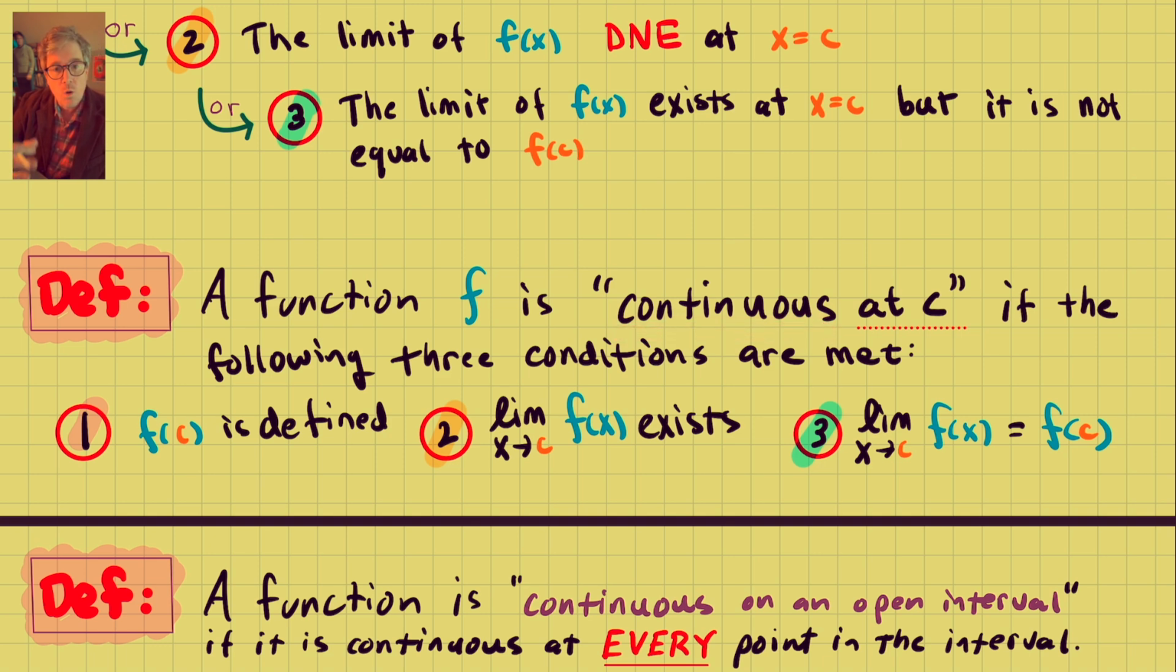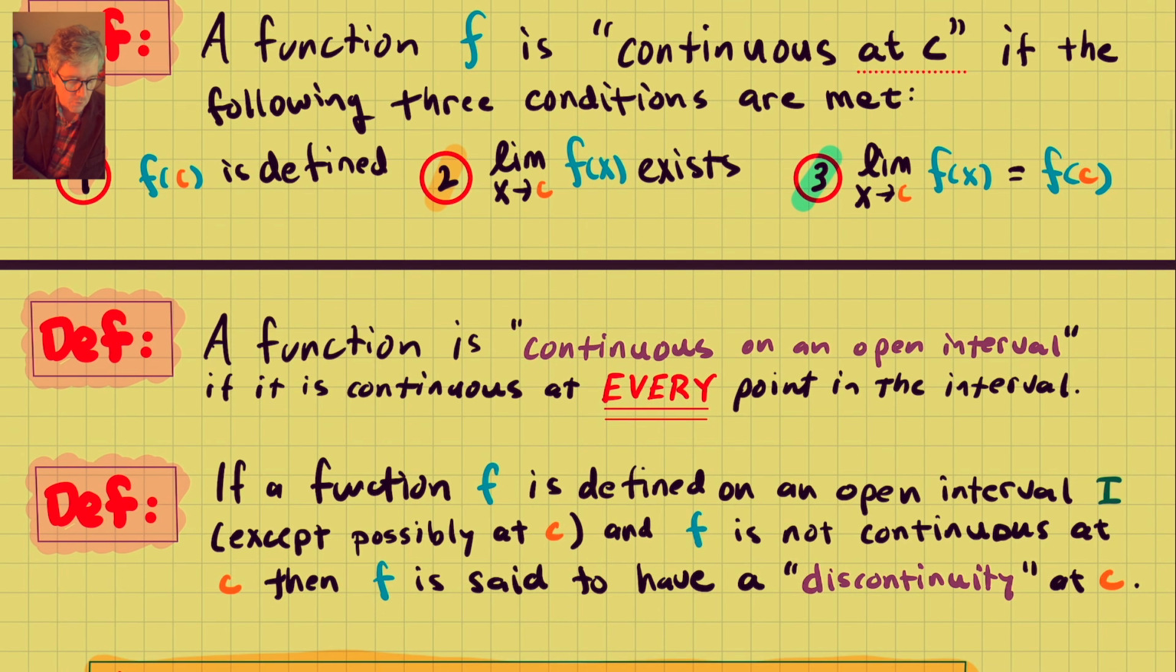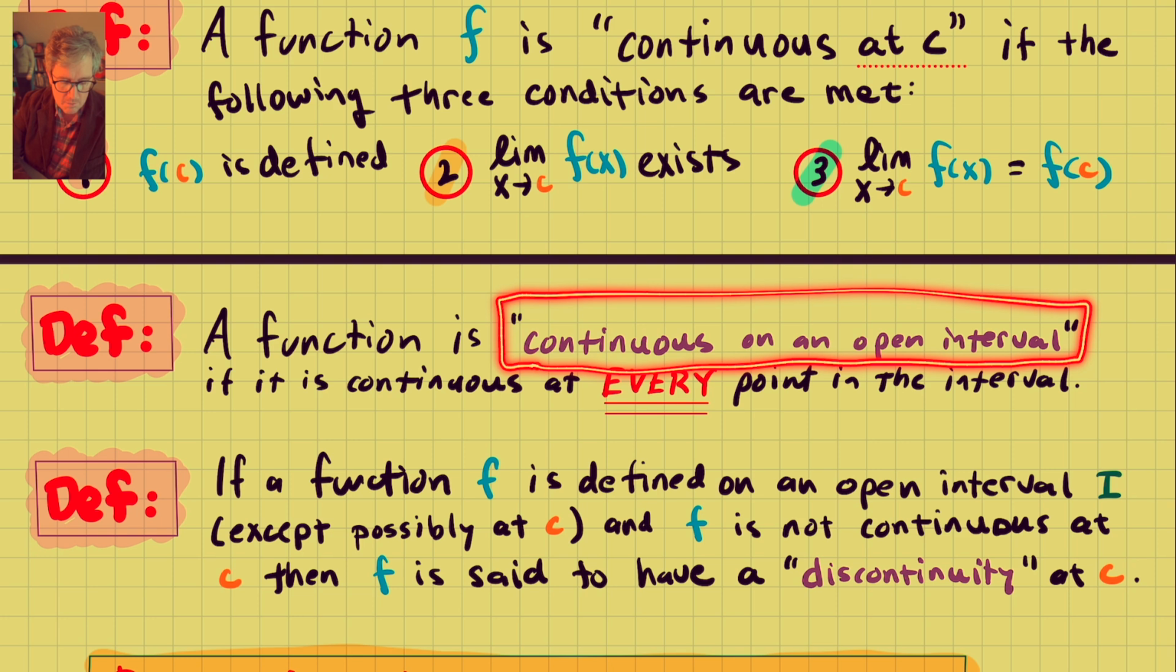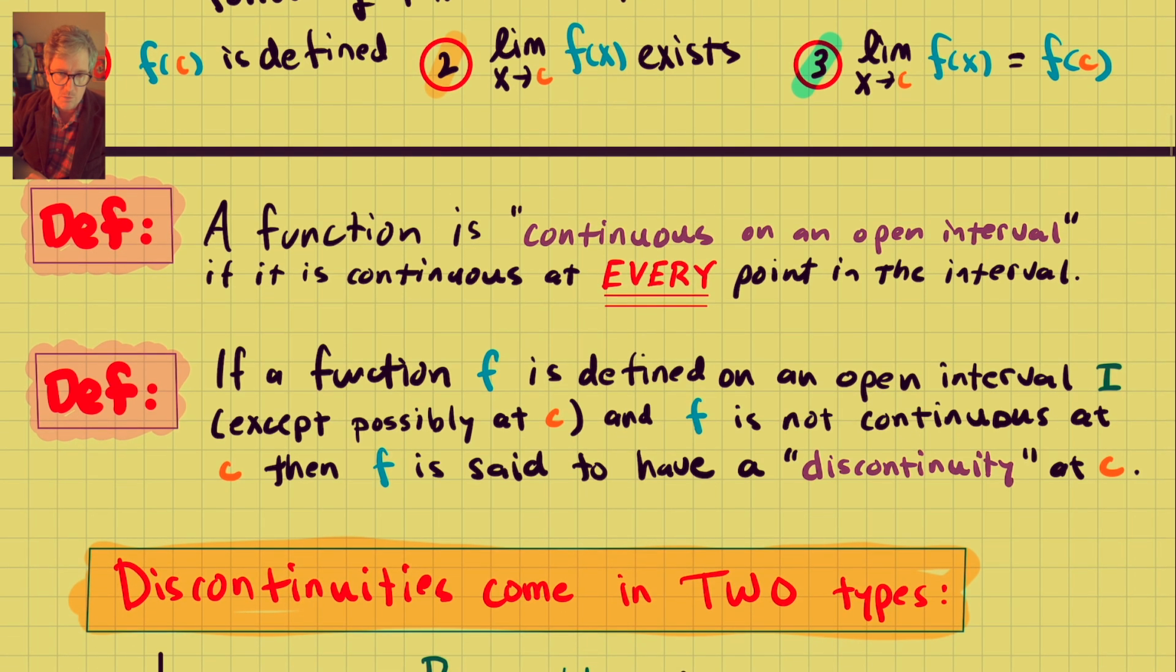All right, and so what the next couple definitions do is just extend that definition to some auxiliary or ancillary concepts. The first one: we say a function is continuous on an open interval. The previous definition was about one particular point. Now we're saying a function is continuous on an interval if it is continuous at every point in the interval. Straightforward, right? If at every point in the interval we have continuity, then we say the function is continuous on the interval.